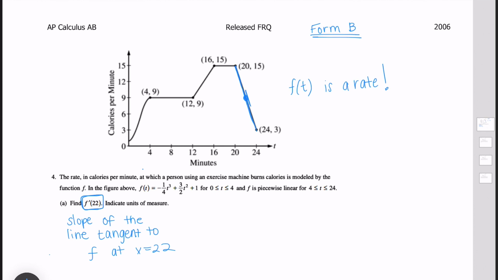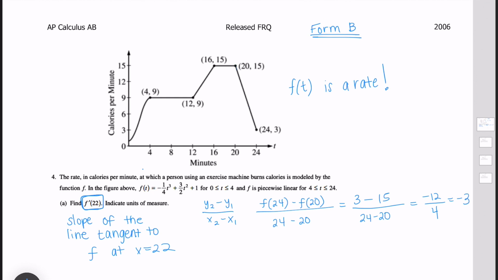Now, typically what we do here is count the slope. However, the scale of this graph will not allow us to do that, so we'll have to rely on our slope formula. Remember, our slope formula is y2 minus y1 over x2 minus x1. Or in this case, f of 24 minus f of 20 divided by 24 minus 20, which, if we look at the graph, they gave us those y values. The y value at 24 is 3, at 20 it's 15, so 3 minus 15 over 24 minus 20, which gives us negative 12 over 4, which is negative 3.